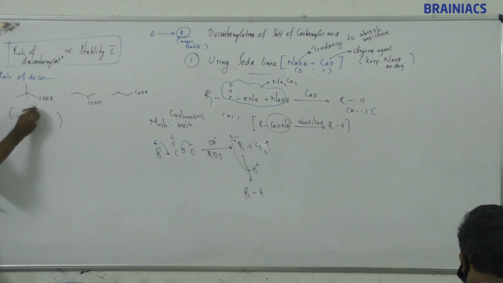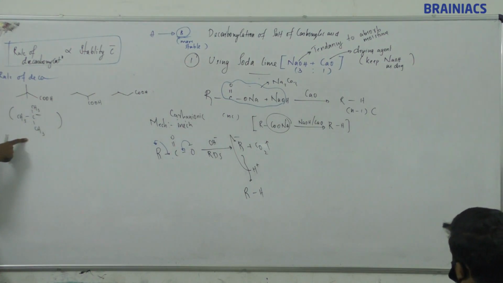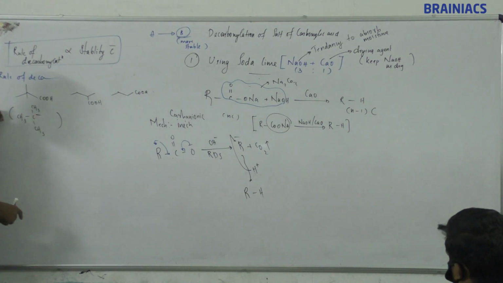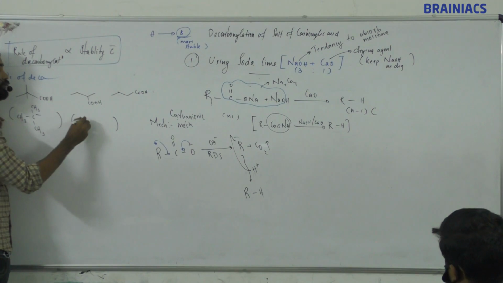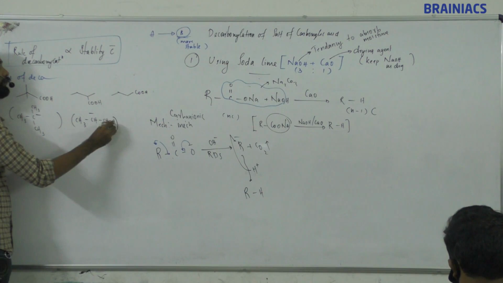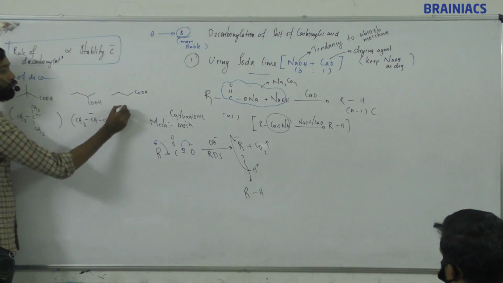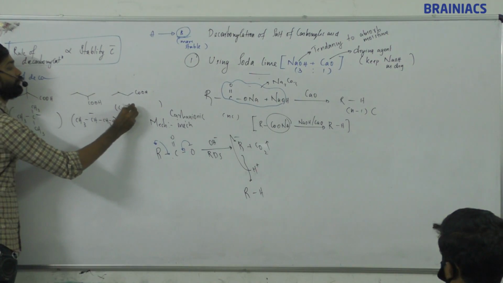Here it will be a tertiary butyl carbanion. Agreed? You know the stability of carbanion. Here it will be sec-butyl, CH3, CH minus. Agreed? What about here? Normal butyl, primary.